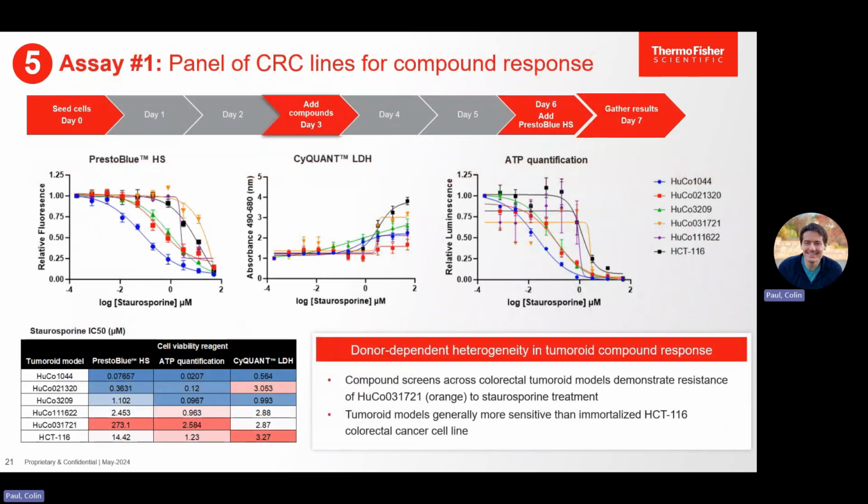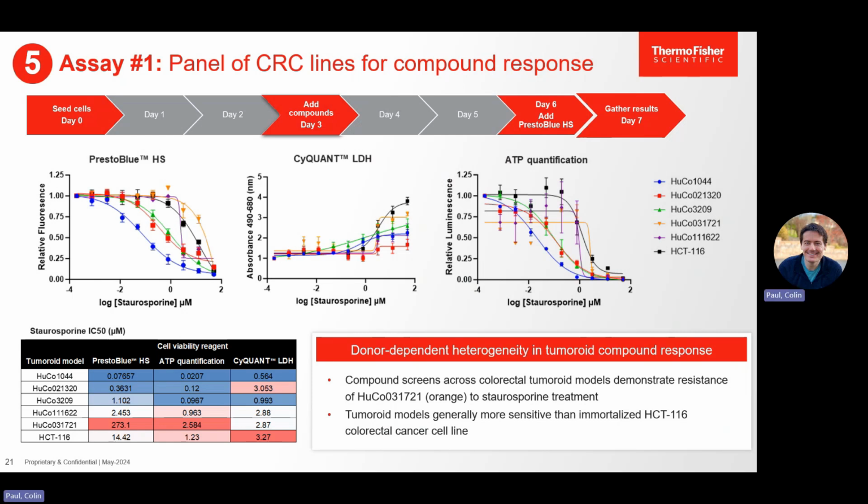Some example dose response curves to staurosporine using patient-derived colorectal tumoroid models, as well as HCT 116 immortalized colorectal cancer cells, are shown on this slide. One thing that's been interesting is that we see a highly heterogeneous response with these physiologically relevant tumoroid models. The HUCO 031721 model, shown in orange, for instance, shows marked resistance to staurosporine treatment, while the other tumoroid models generally are more sensitive than HCT 116 cells.